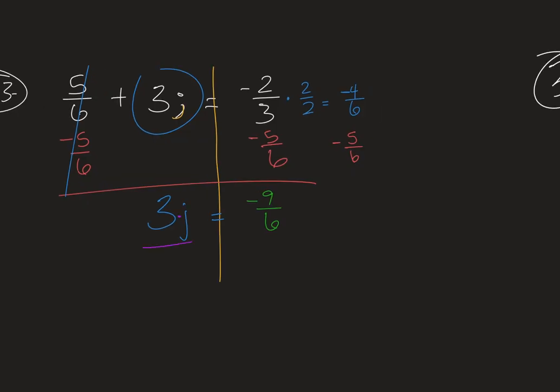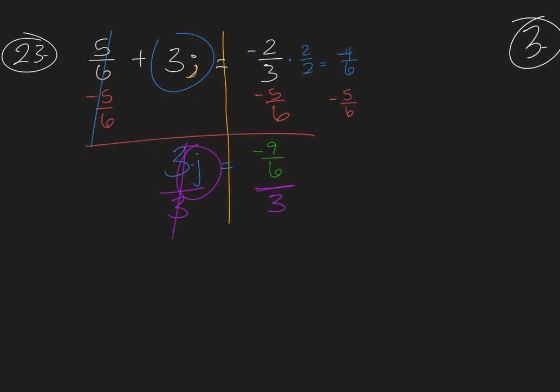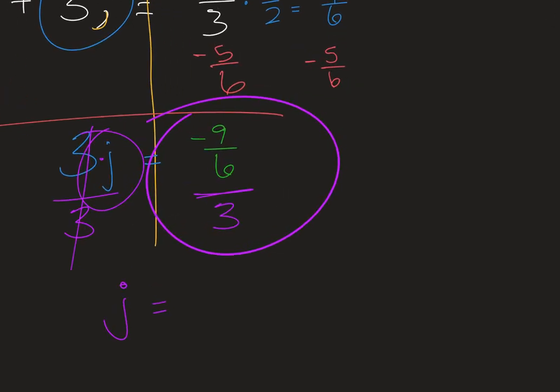I'm going to deal with the fact that 3 and j are multiplying each other, so I'm going to divide. And you might be going, oh my goodness, what is going on here? J equals that? Yeah, it does. It equals negative 9 over 6 times 1/3. Wait a second, how did we get that? Well, here's what we did.